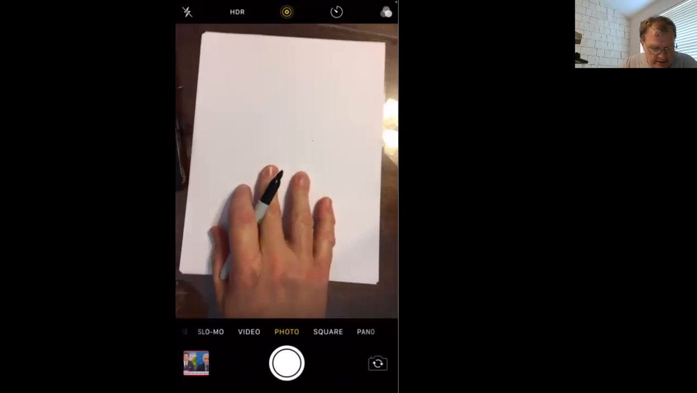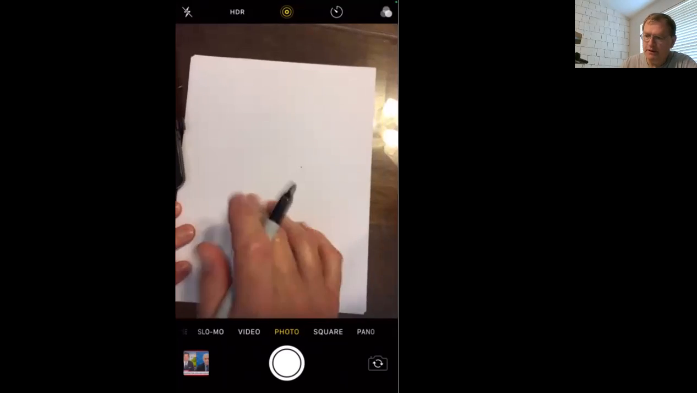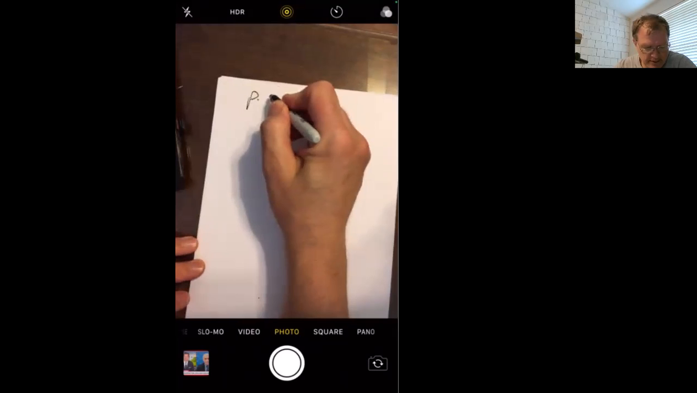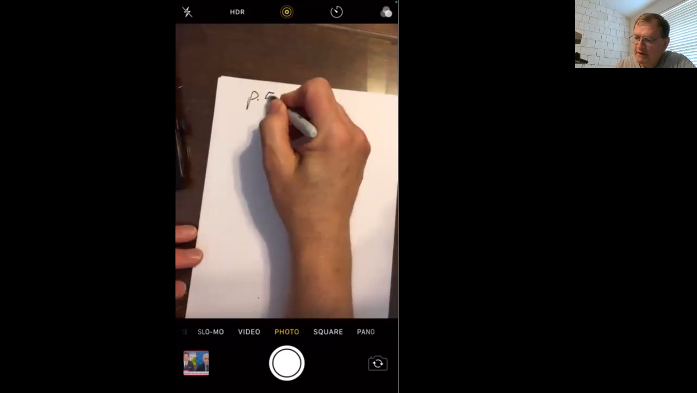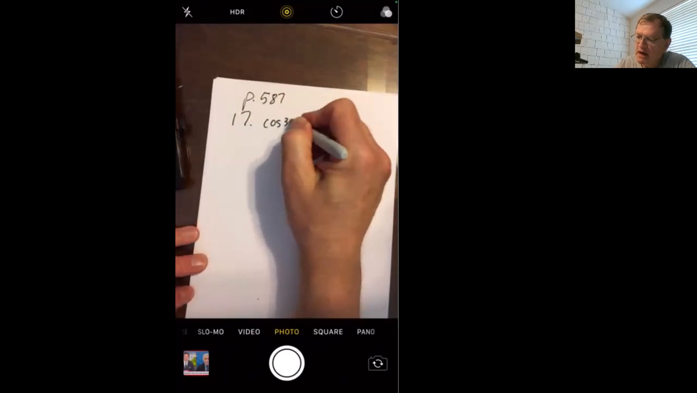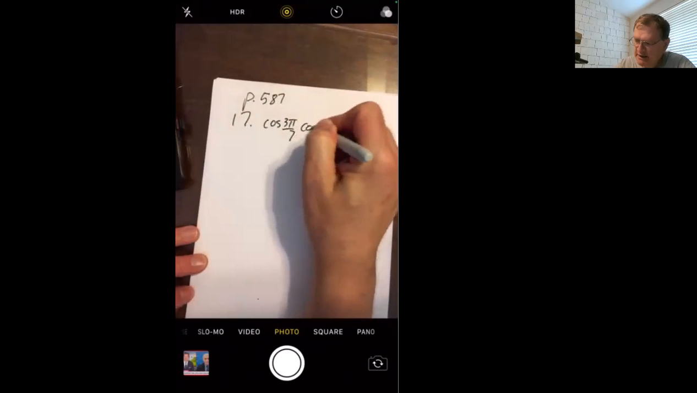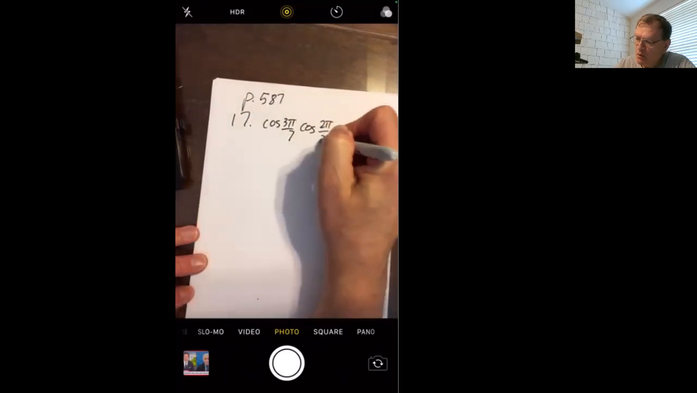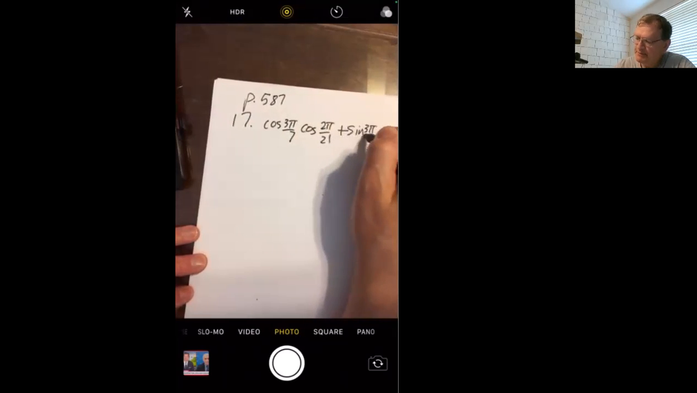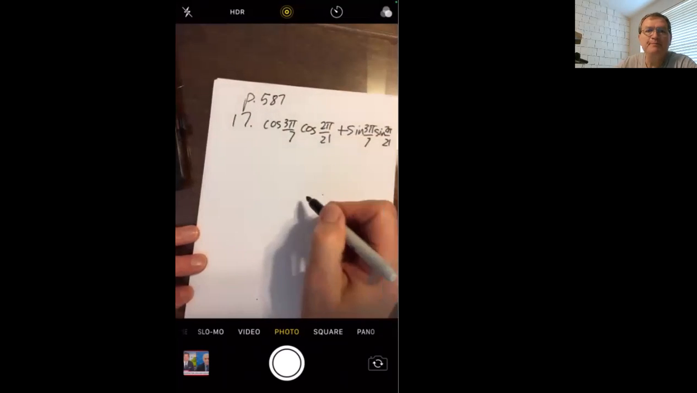The next section uses the formula backwards. Page 587, number 17. We're taking a cosine of 3 pi over 7, a cosine of 2 pi over 21, adding a sine of 3 pi over 7 and a sine of 2 pi over 21.